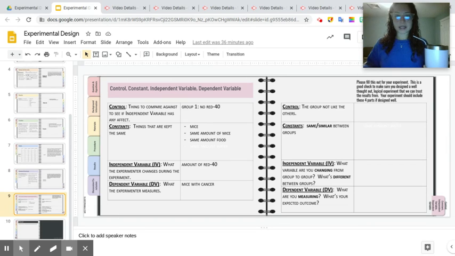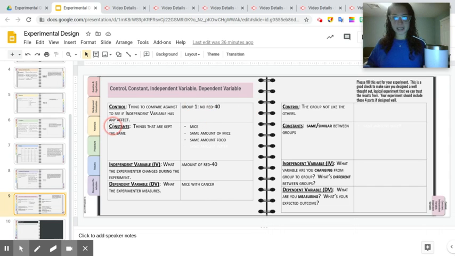So in this case, for my experiment, it would be group number 1, because they got no red 40. All the other groups got red 40, but I had a water only group to make sure that the environment wasn't giving them cancer, the food wasn't giving them cancer, nothing else was giving these mice cancer except red 40. So that's what the control is there for.